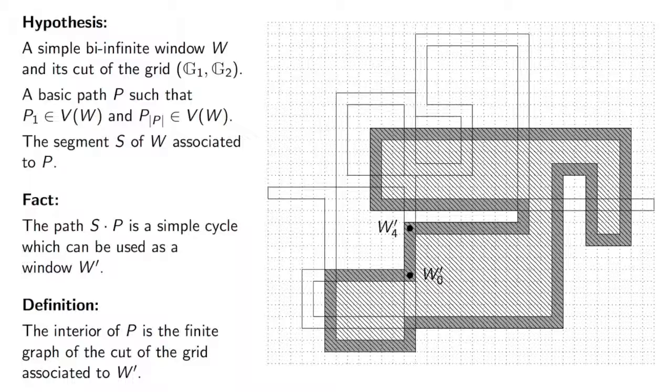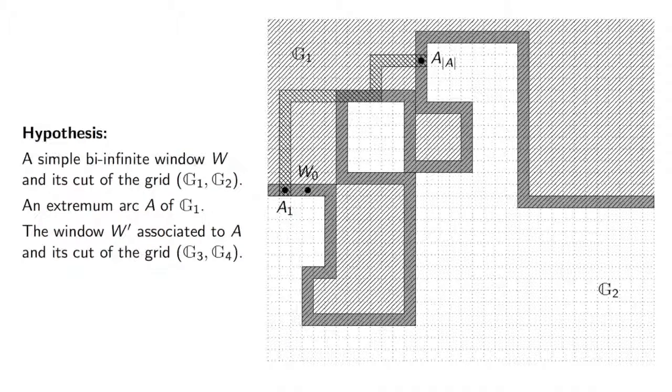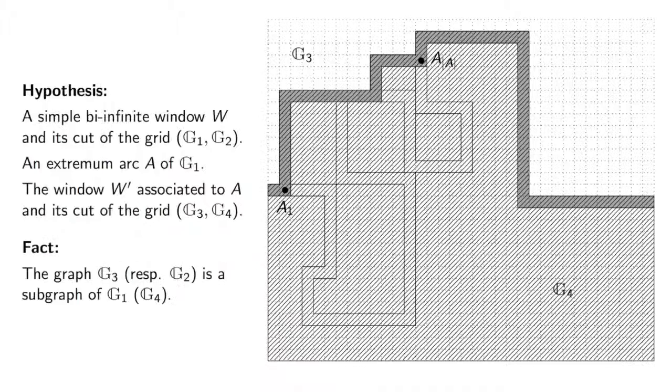Consider now the interior of this new window. This graph is called the interior of the basic path P. In this example, the interior of P is hashed and is neither a subgraph of G1 nor of G2. Consider now an extremum arc A of G1. We want to define the interior of A, but here the arc A is not basic and thus we have to proceed differently. We represent here in hatched the graph G1. The arc A is a subgraph of this graph.